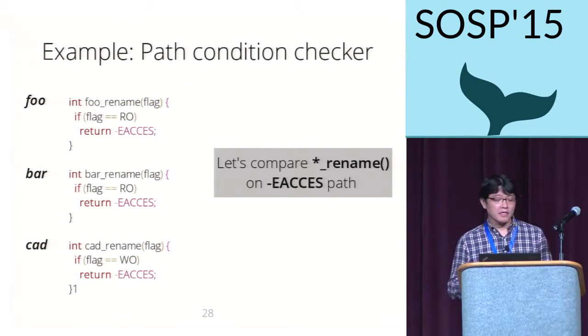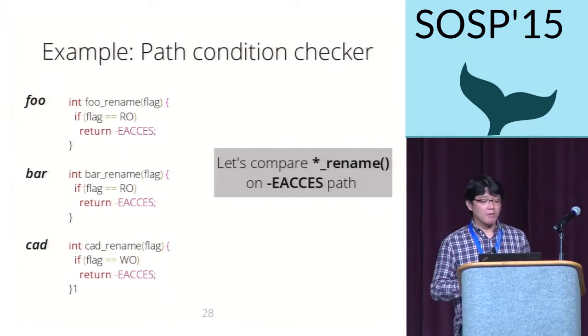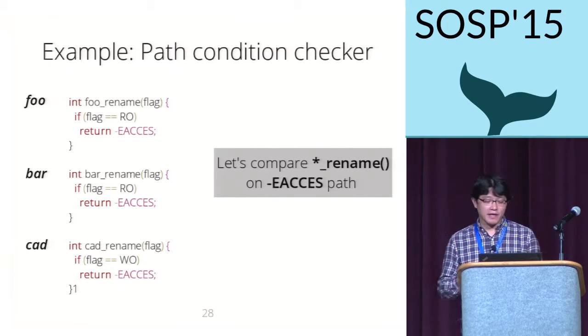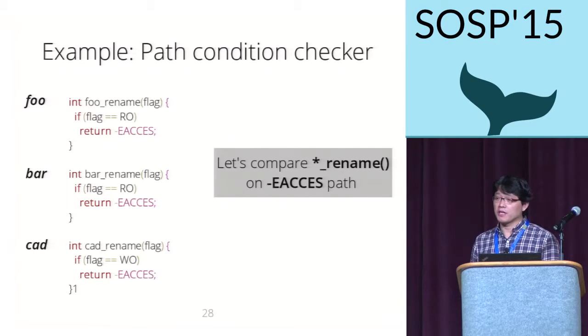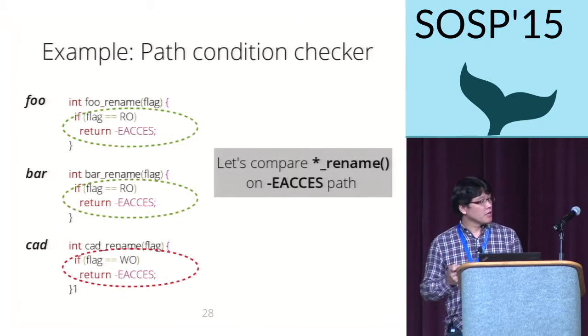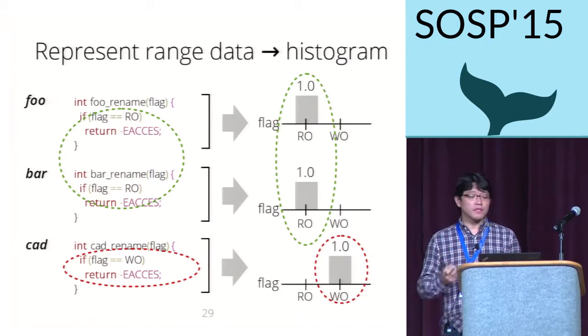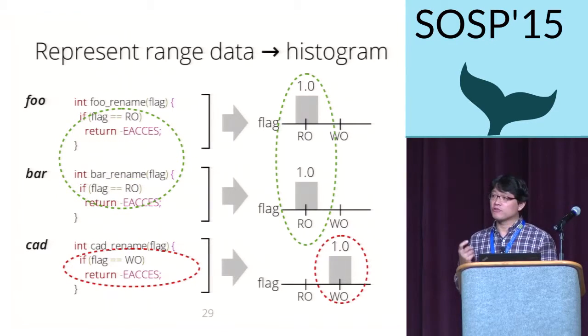Let me explain the histogram-based comparison in more detail by explaining our path condition checker. Let's suppose that we have three file systems, foo, bar, and cat, and we will compare the permission error case of the rename function. As you can see in this figure, there is an error in the cat file system because its flag comparison is wrong. And we first represent the range data as a histogram.